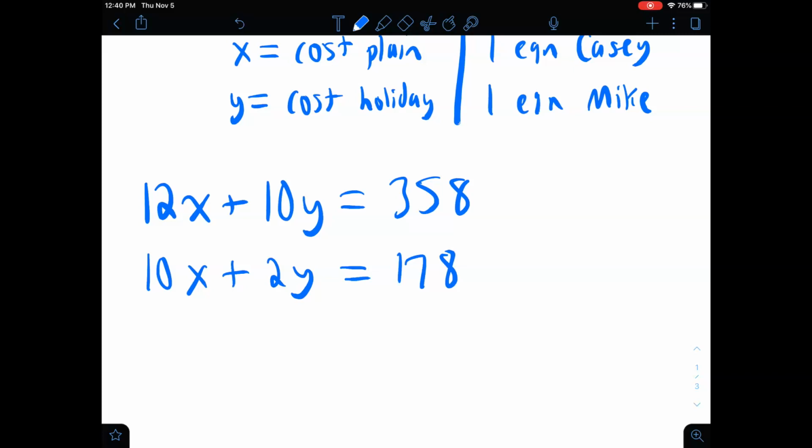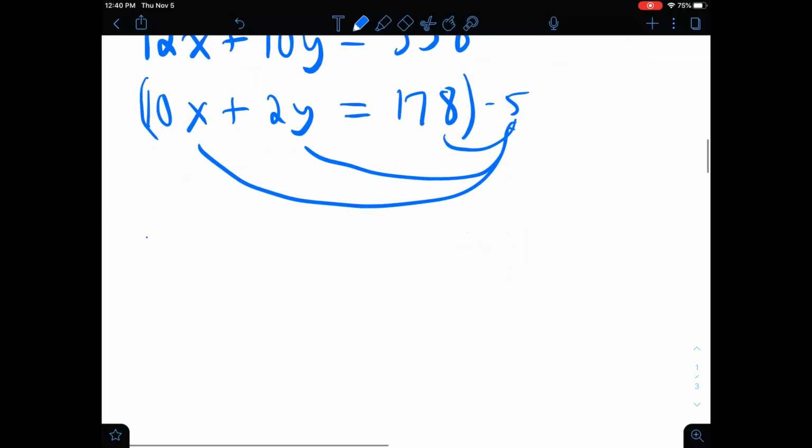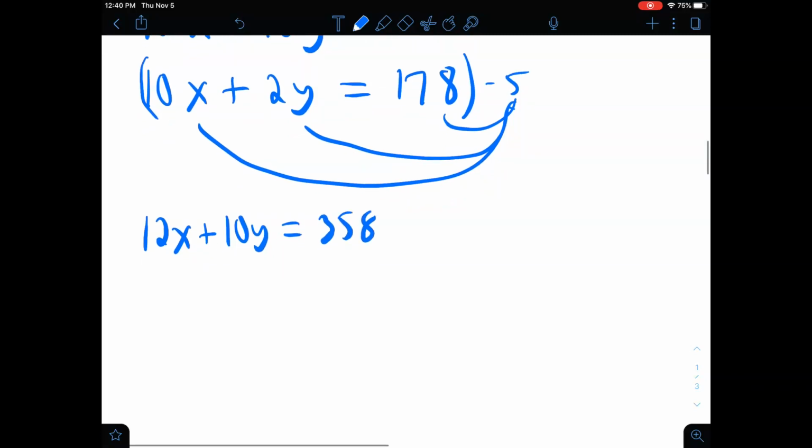All right, so again here, probably not going to use substitution. I'm probably going to use elimination. Can we multiply either the x's or the y's to get opposites really easily? The opposite of 10 is negative 10, so I could multiply the bottom by negative 5, which makes 10x negative 50x, which is nice. So we're going to multiply that. We keep the top equation, 12x plus 10y equals 358. Then we multiply the bottom by negative 5: negative 50x minus 10y equals negative 890.